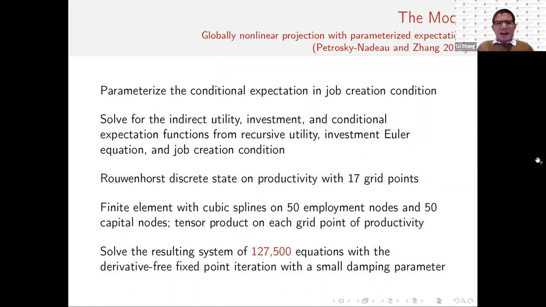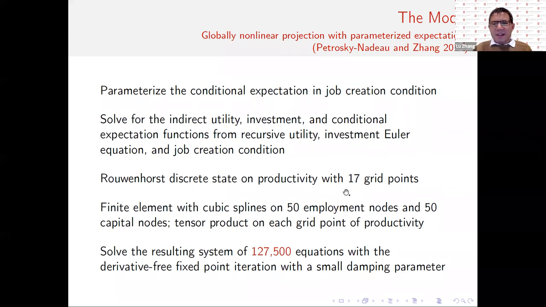And we use tensor product to divide up the large state space of N and K, and tensor product literally means cross product. You need to multiply all the possible combinations. And on each of the small regions, we fit the cubic spline on top of that. So this is the essence of the finite element method. And we feel comfortable with the accuracy of this approach.